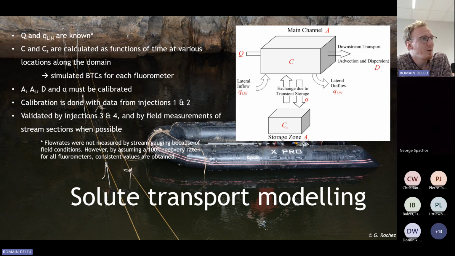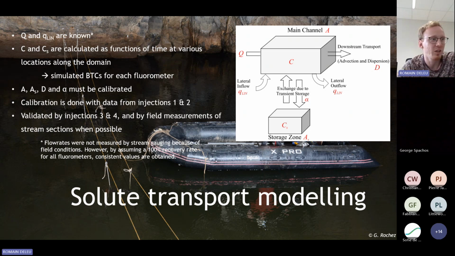Then we have the concentration, which is calculated by the model as a function of time at various locations along the domain, which gives us the simulated breakthrough curve for each fluorometer. And the remaining parameters, A, AS, D, and alpha, must be calibrated. A and AS are the channel cross-section areas, D is the dispersion, and alpha is the exchange coefficient between the main channel and the storage zone.